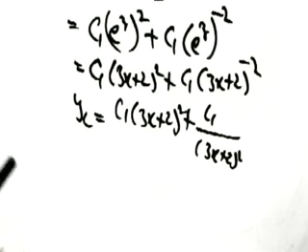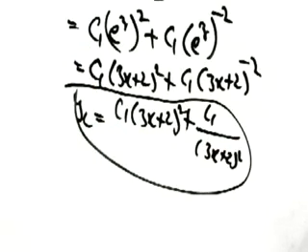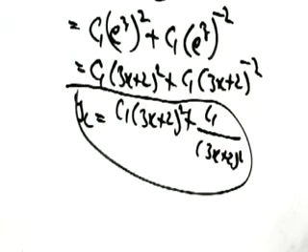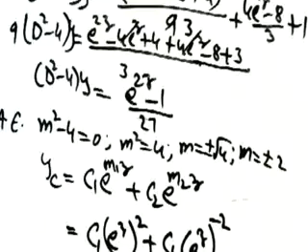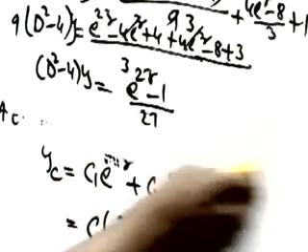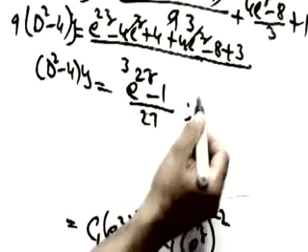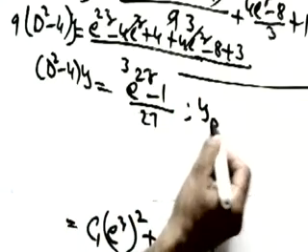Now let me find the particular integral. For the particular integral, we have to bring d on the other side. So let me bring d on the other side. See here, let me continue from here. So if we bring d on the other side, what will happen?